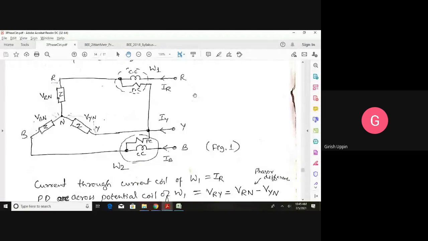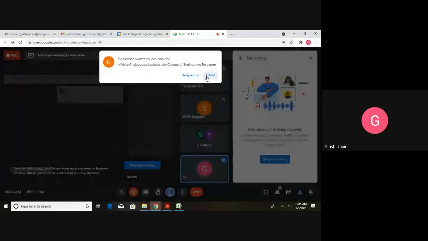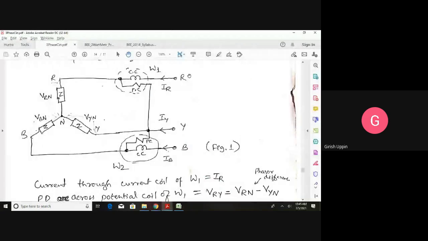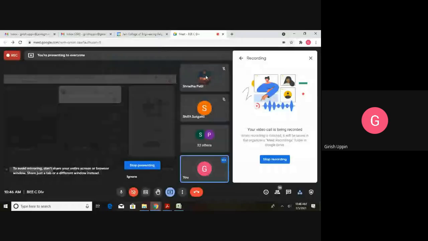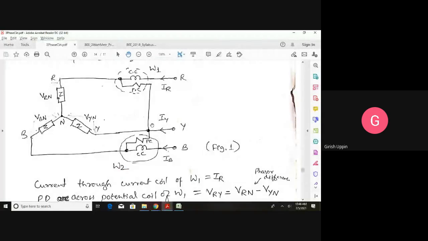This balanced load is connected to a balanced three-phase supply. So these are the terminals that will be connected to the three-phase source, and from that three-phase supply, this is going to draw the power. And when it is drawing the power, this is how we have made the connection. This is the current coil of the wattmeter. A wattmeter has two types of coil. One is a current coil and one is a potential coil. The current coil will carry the line current, and the potential coil we will be connecting across the two terminals so that it will have the line voltage.